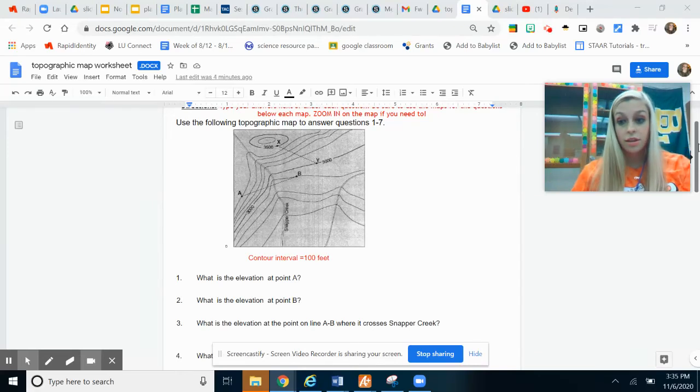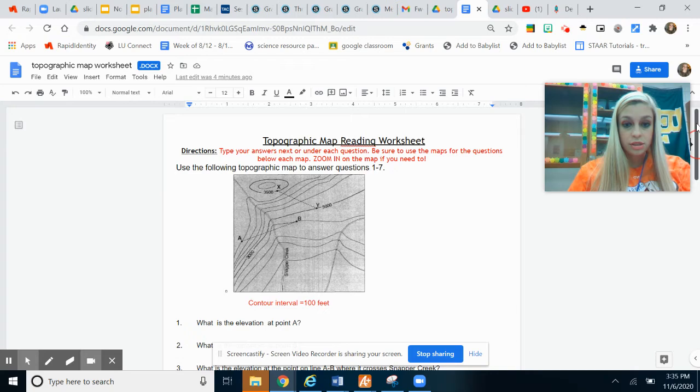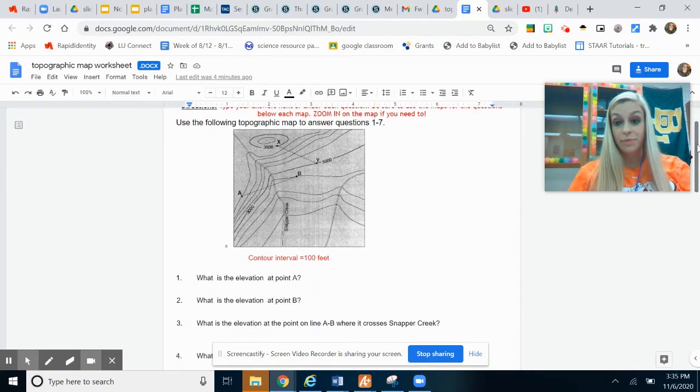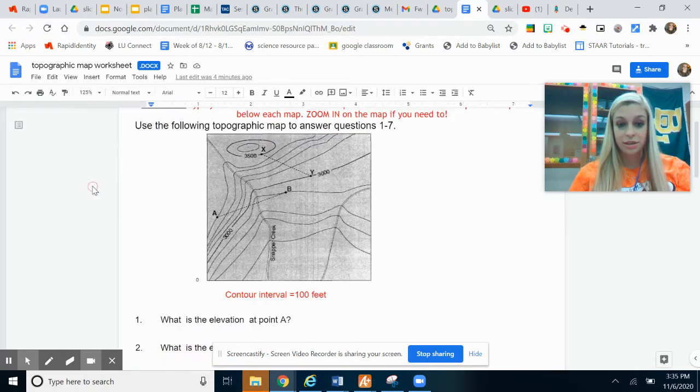All right, let's take a look at your practice worksheet for today. The topographic maps that you get on tests are sometimes very ugly. Like this first map is ugly and not fun to look at, but it's okay. So that's what we got. I'm going to zoom in a little and make this map bigger. Don't be afraid to do that.